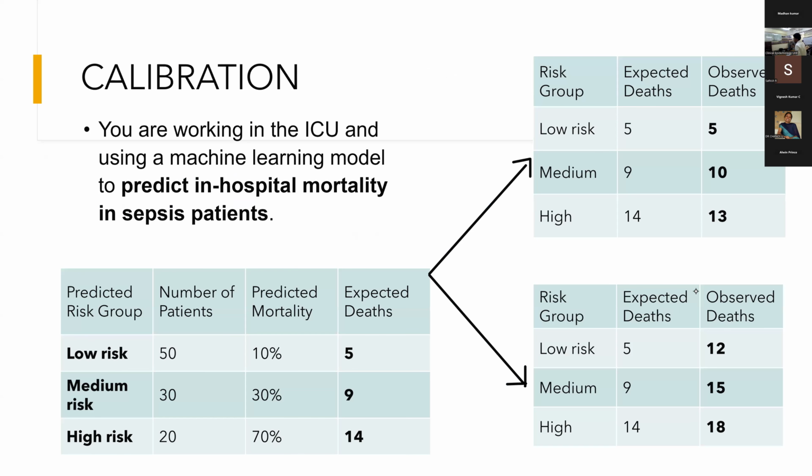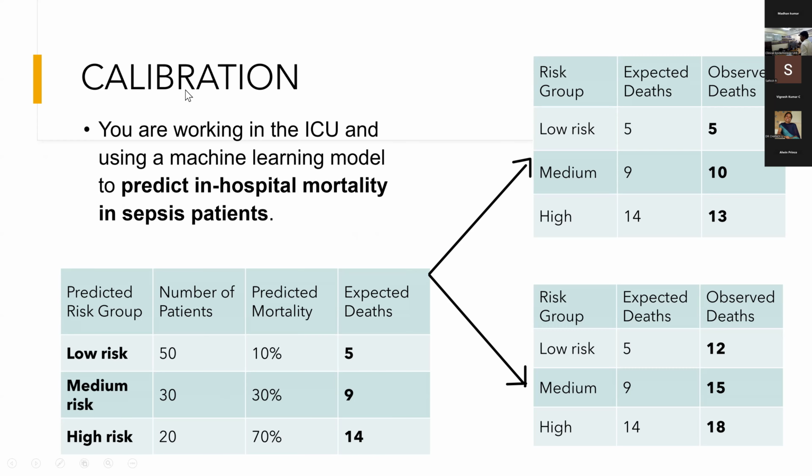First, coming to calibration, say, for example, you're working in the ICU as a doctor and you're trying to use a machine learning model to predict in-hospital mortality in sepsis patients. You're feeding multiple clinical parameters, history, clinical examination, and laboratory data into the model. And the model gives you an outcome in terms of the patient having a low risk of mortality, a medium risk of mortality, or a high risk of mortality.